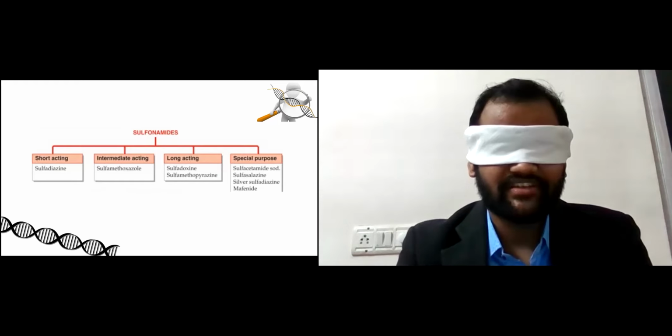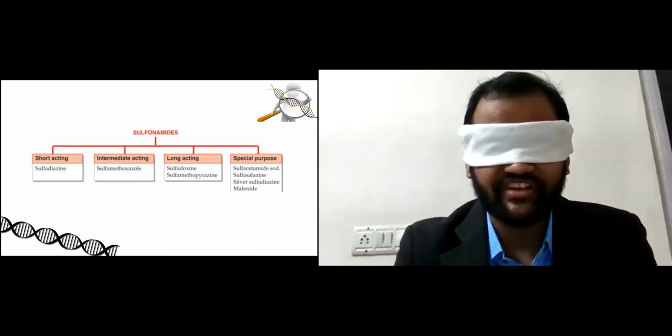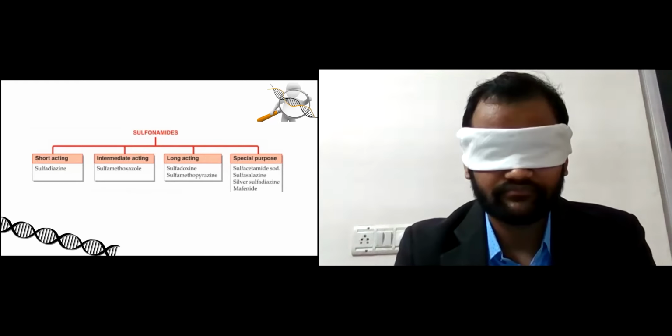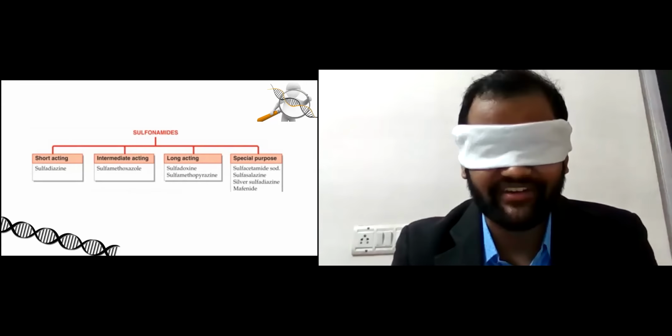Sulfadoxine. Sulfadoxine is a sulfonamide classification of drugs, in which it is a long-acting one. Long-acting, that's right, long-acting sulfonamide. Next slide. Nikhil, sulfamethoxazole, famous drug. Sulfamethoxazole is again a sulfonamide, which is a sulfa group of drugs, and it's an intermediate-acting one, sir.